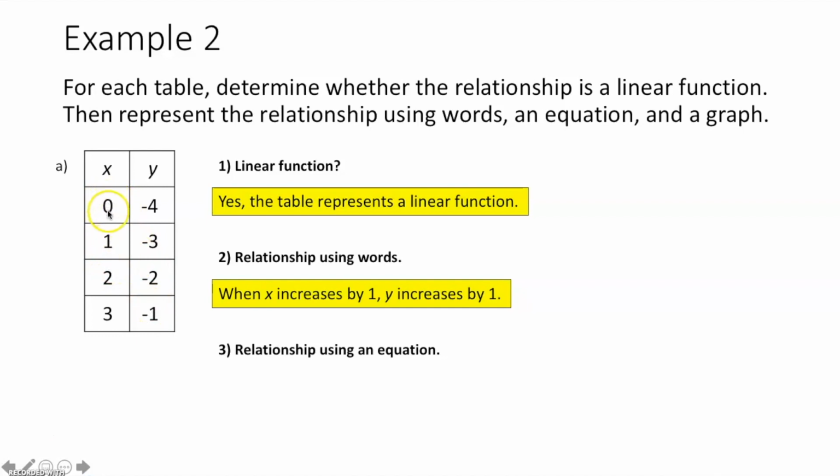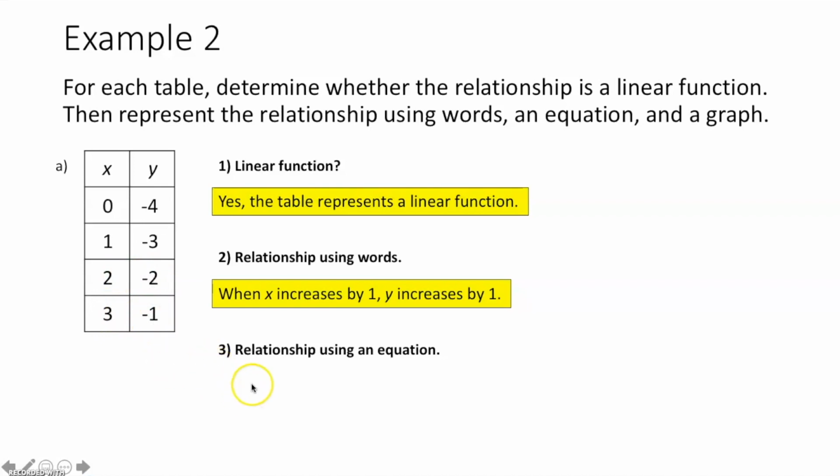Well, you always try just adding or subtracting something first. So can I add or subtract something to get negative 4? Well, I can subtract 4, right? What's 0 minus 4? That's negative 4. Let's try that here. What's 1 minus 4? Negative 3. What's 2 minus 4? Negative 2. Oh, it works. 3 minus 4 is negative 1.